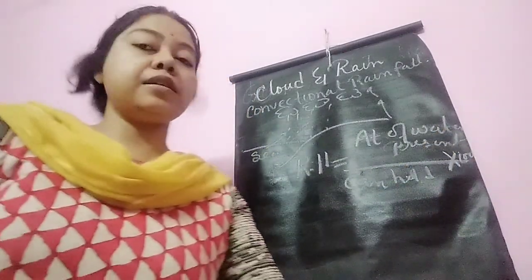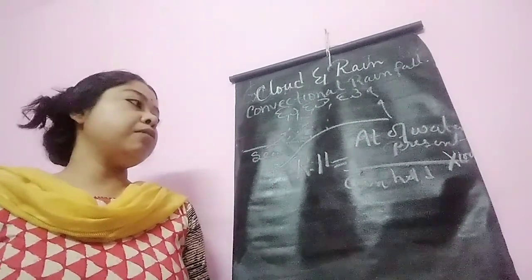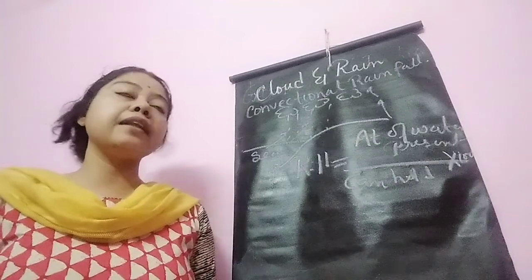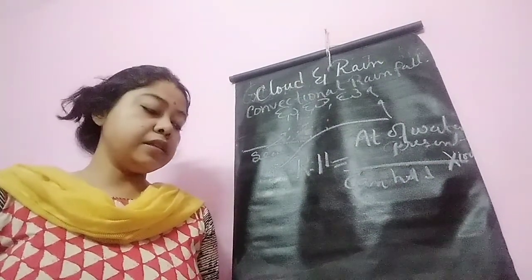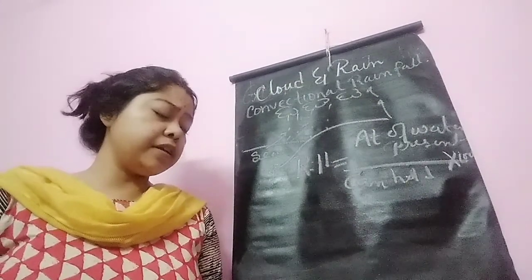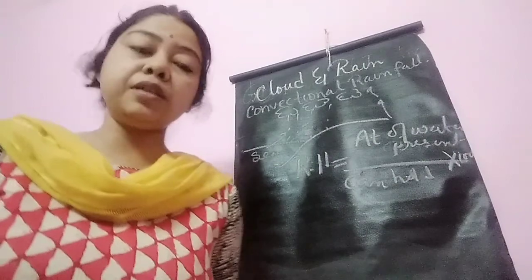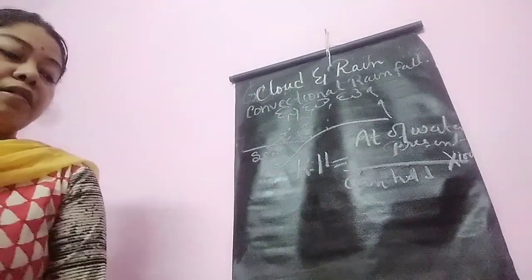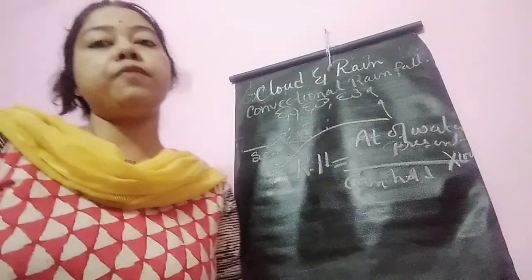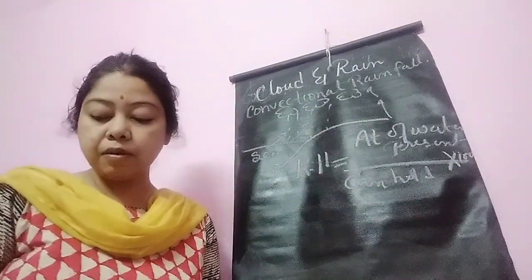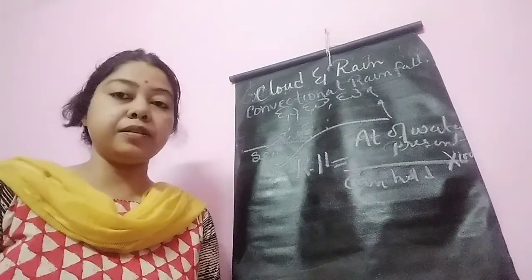Relative humidity is the amount of water vapor present in the air to the amount of water vapor the air can hold, and it is expressed in percentage. So this is the relative humidity definition. Very, very important. Relative humidity is a ratio between the actual amount of water vapor present in the air to the amount of water vapor the air can hold. It is expressed in percentage.